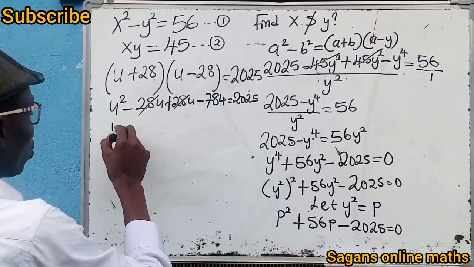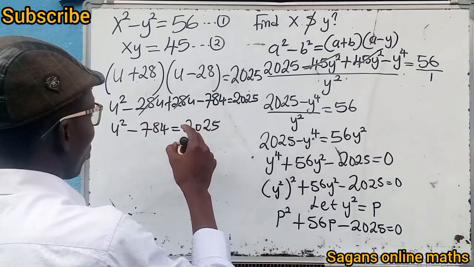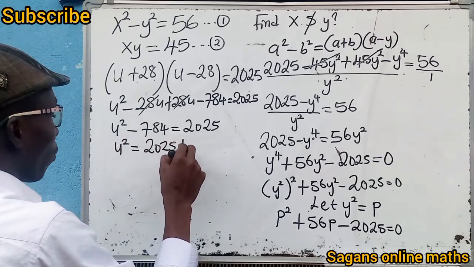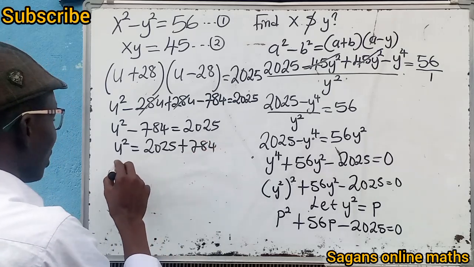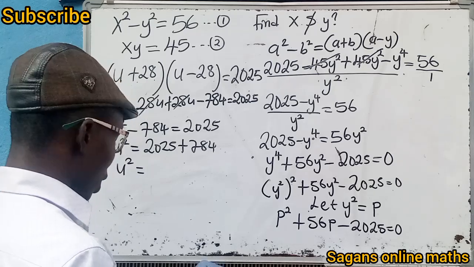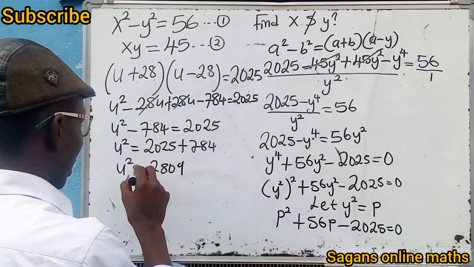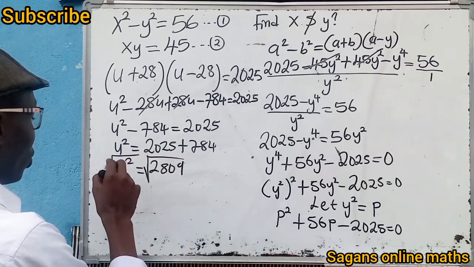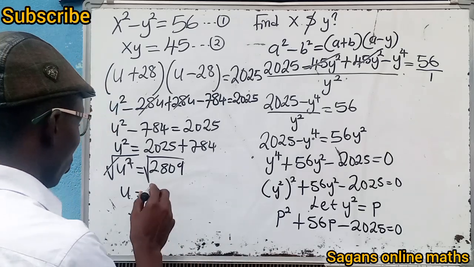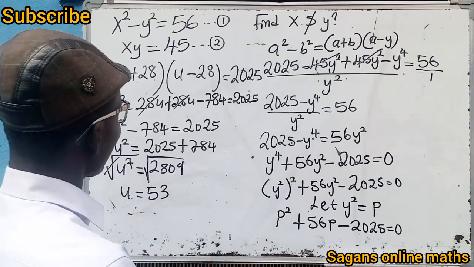So now see that u square minus 784 equals 2025. So let's add this to both sides. That means u square equals 2025 plus 784. Let's sum it together: we have 2809. Let's take the square root of both sides so I can have the value of u. Then our u equals the square root of this, which is 53. So from here, u is 53.